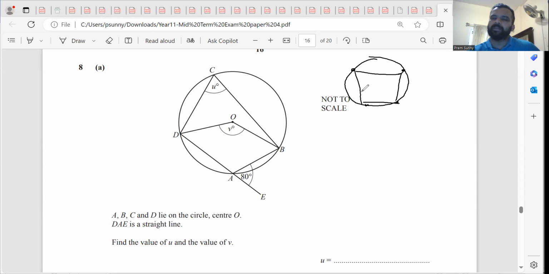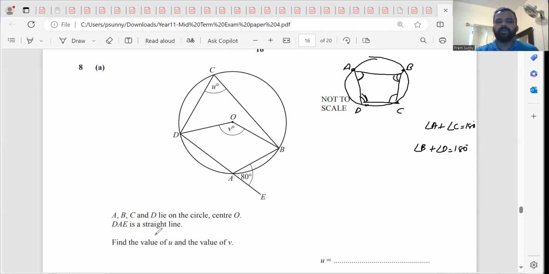The only property that we study in a cyclic quadrilateral is about opposite angles. Let's say this is A, B, C, D. The only property that we study is that angle A plus angle C is equal to 180 degrees. That means the opposite angles will add up to give you 180. Here also, angle B and angle D will add up to give you 180 degrees.